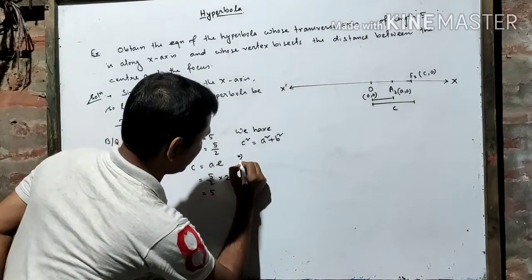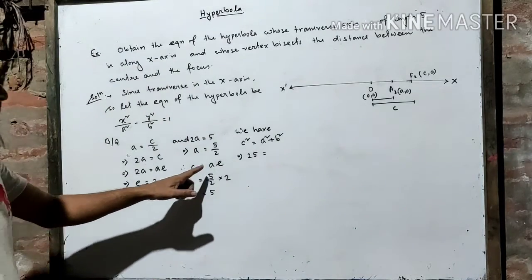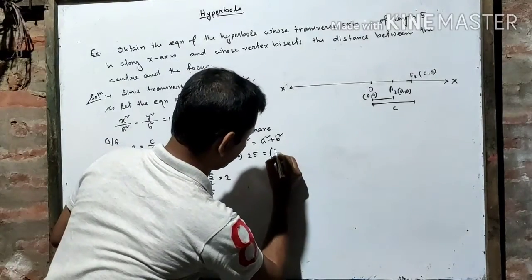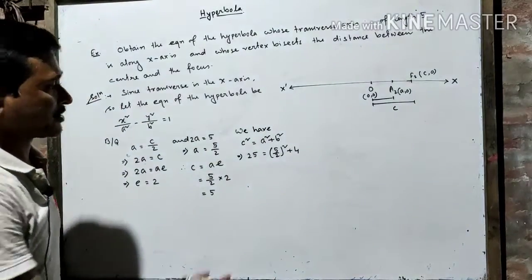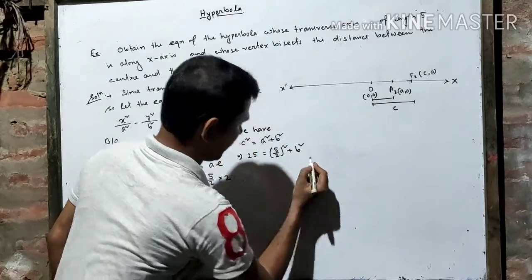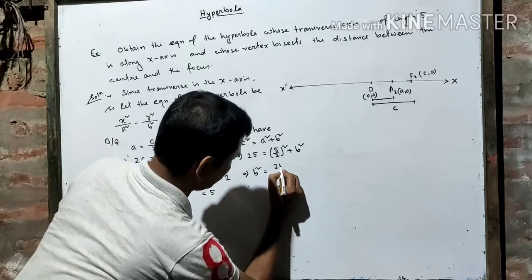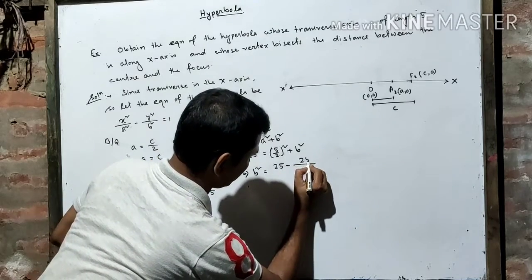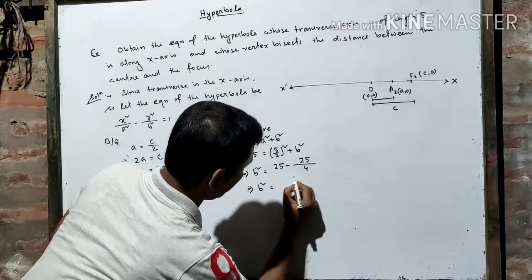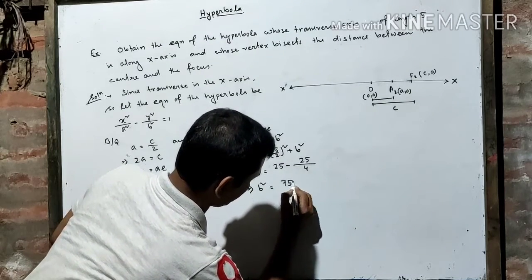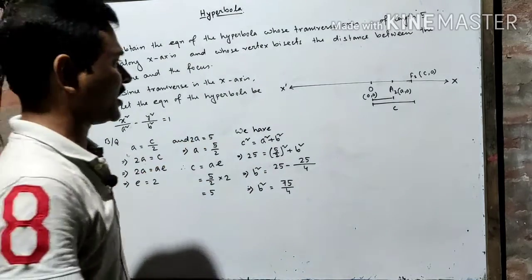This implies 25 is equal to a square, a is 5 by 2, so 25 by 4, plus b square. All right. So what is b square? b square is equal to 25 minus 25 by 4. This implies b square is equal to 75 by 4. So what is the equation of the hyperbola? You just put the values of a and b.